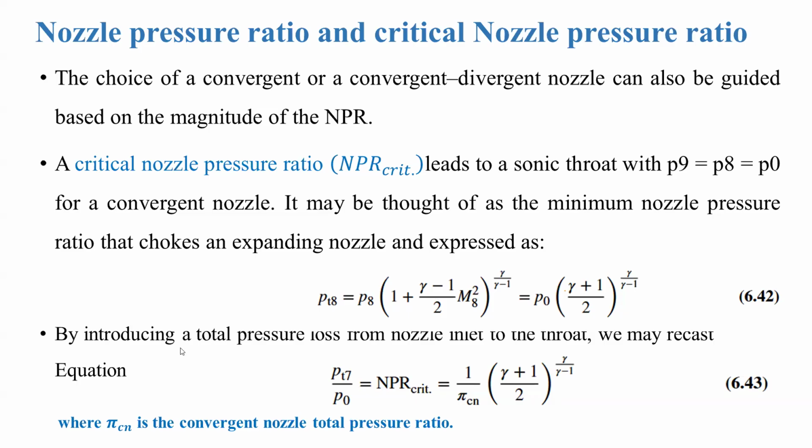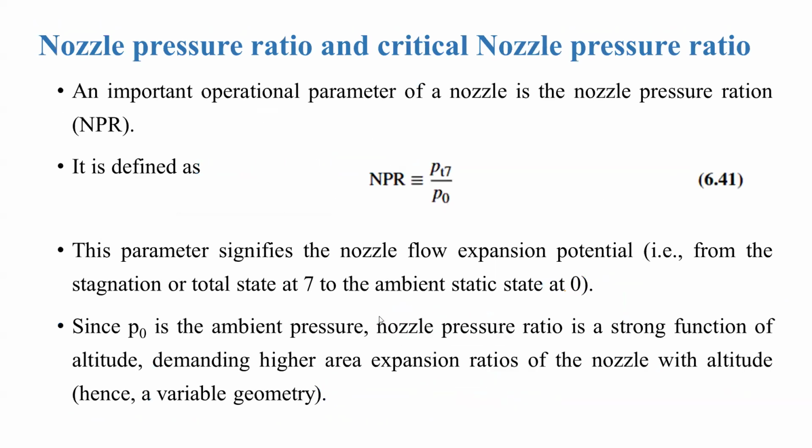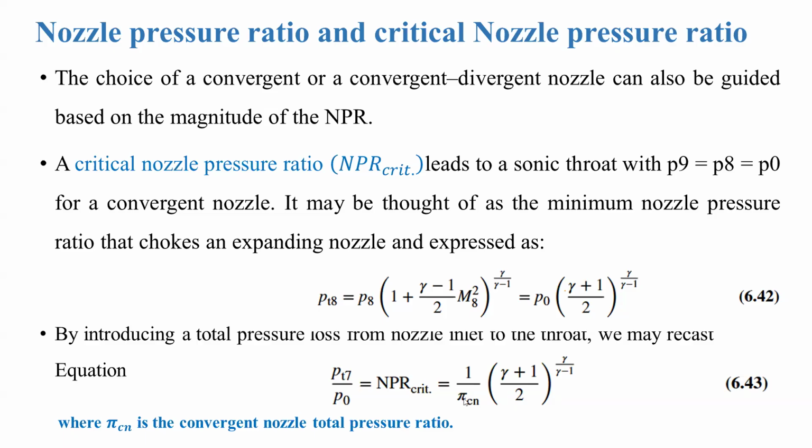So by introducing total pressure loss from the nozzle inlet to the throat, we recall that PT7 to P naught is equal to the NPR critical, the critical nozzle pressure ratio, which is equal to 1 over π_Cn times gamma plus 1 over 2, the whole to the power of gamma over gamma minus 1. Here π_Cn is the convergent nozzle total pressure ratio, which we described here: PT7 over P naught.